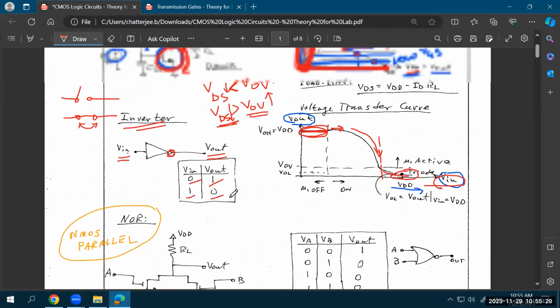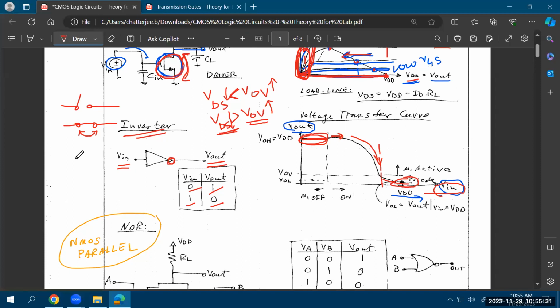So how do you actually build an inverter? To build an inverter, the logic function for an inverter, let's call the output as Y and the input as A. So the logic function of an inverter is represented as Y equal to A bar. So the A bar says that if your input is A, if your input is 0, your output Y will be 1. So that's what is indicated by this bar.